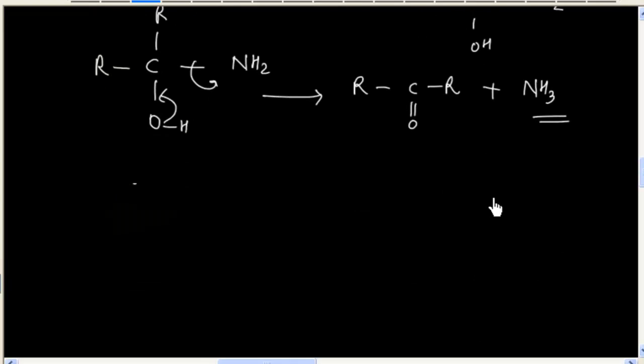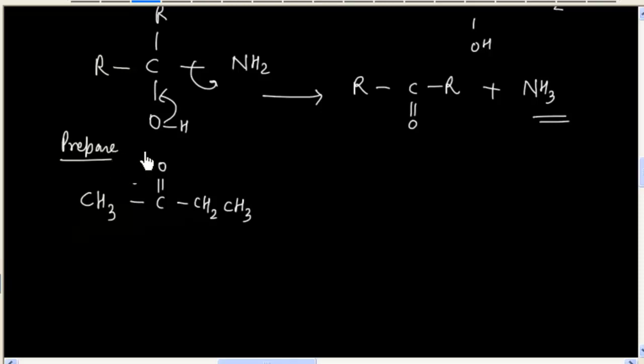So we said Grignard reagent can react with nitrile and this will generate ketone upon hydrolysis. This reaction can be used for preparation. For example, if I say how will you prepare this compound using alkyl nitrile.